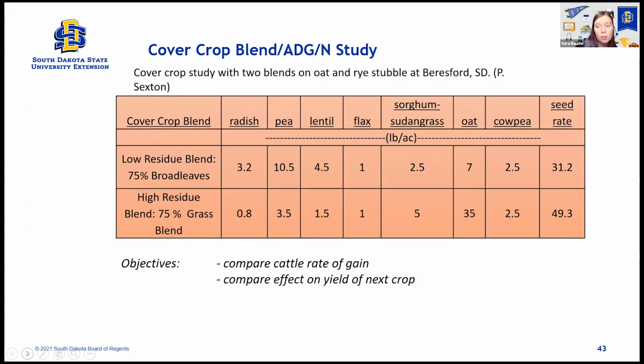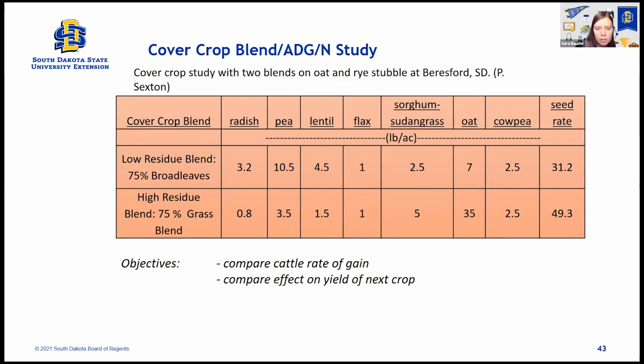So when we talk about all those factors, there's some really good research that's been done. And this is one that was done near Beresford at our Southeast Research Farm a few years back. Dr. Sexton put this together. And basically what this is showing you is the top row is a low residue blend and the bottom row is a high residue blend. So the low residue blend has more broadleaves and the high residue blend, of course, has more grasses.